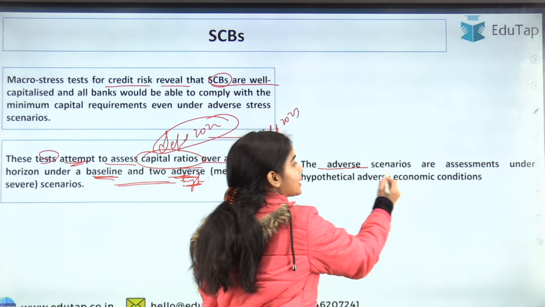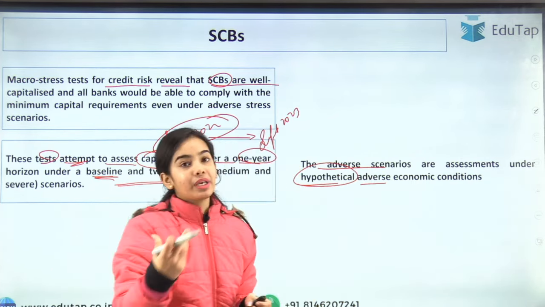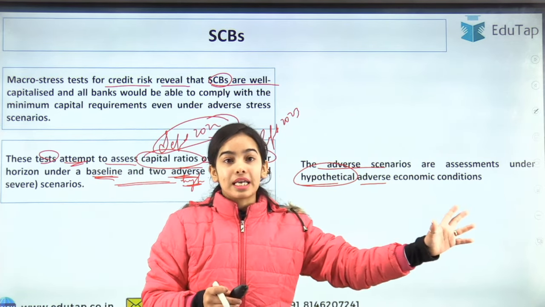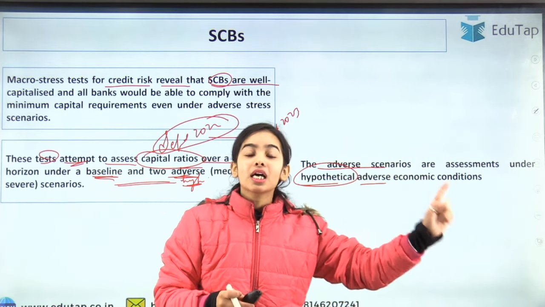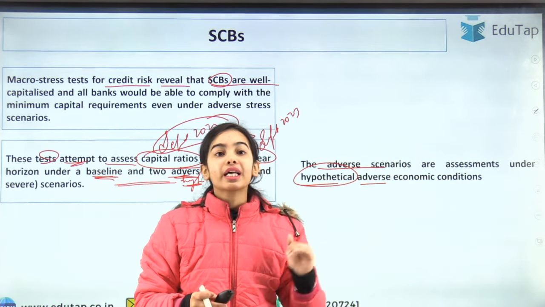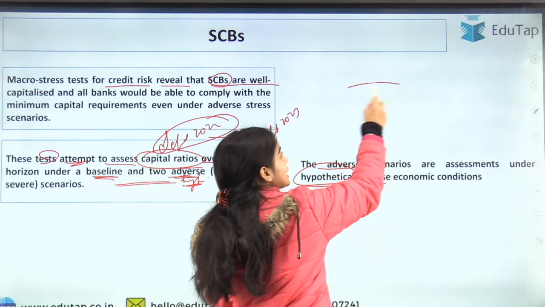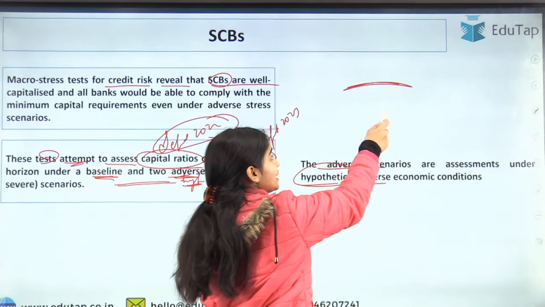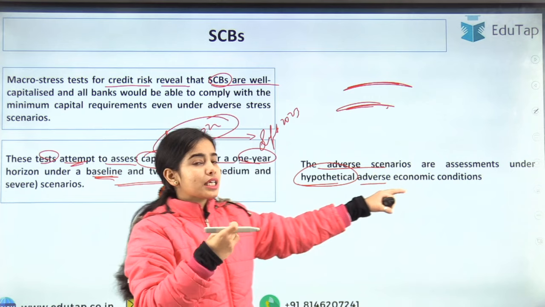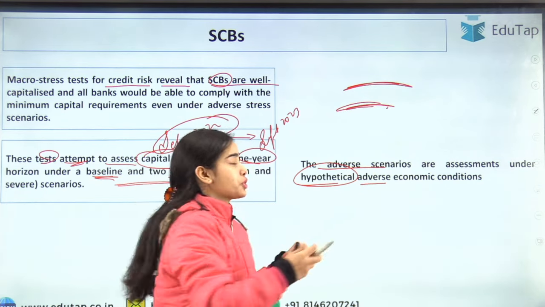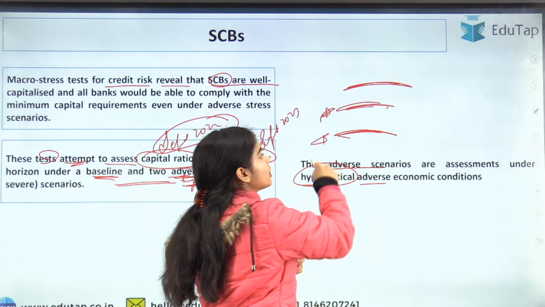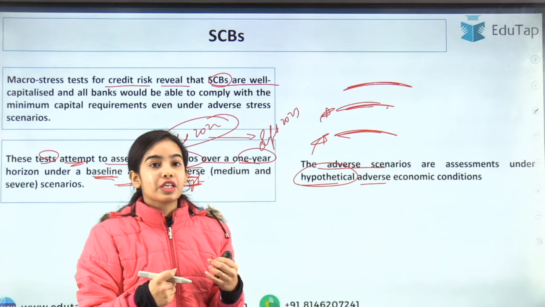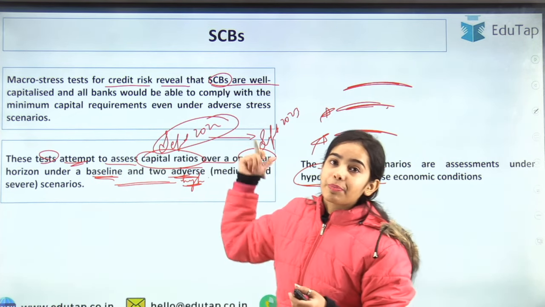So adverse scenarios are the assessments under hypothetical adverse economic conditions. So we are trying to assess the capital ratios over a 1 year horizon. In 1 year, how good or how bad our capital ratios are going to be. First we are seeing it for the baseline, that in the normal situation for the 1 year, what will happen. Then we are seeing that if the medium adverse economic conditions are there, that is the hypothetical situation we are thinking. And what if severe adverse economic conditions come, then how much capital ratios will we be able to keep in September 2023.